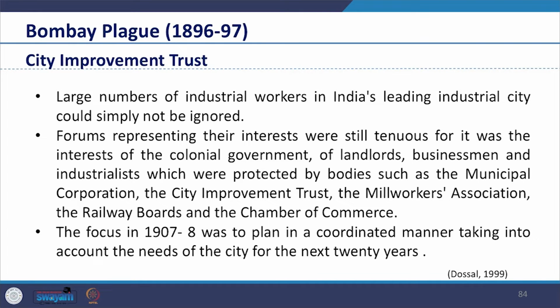For it was the interest of the colonial government, of landlords, businessmen and industrialists, which were protected by bodies such as the Municipal Corporation, the City Improvement Trust, the Mill Owners Association, the Railway Boards and the Chamber of Commerce. The focus in 1907-8 was to plan in a coordinated manner, taking into account the needs of the city for the next 20 years. So, you can see how the long-term planning things are coming into picture here.